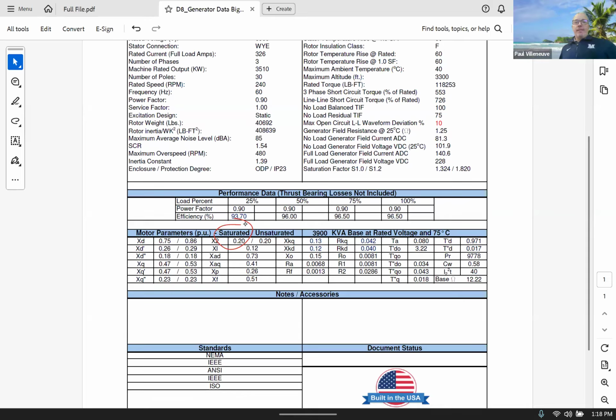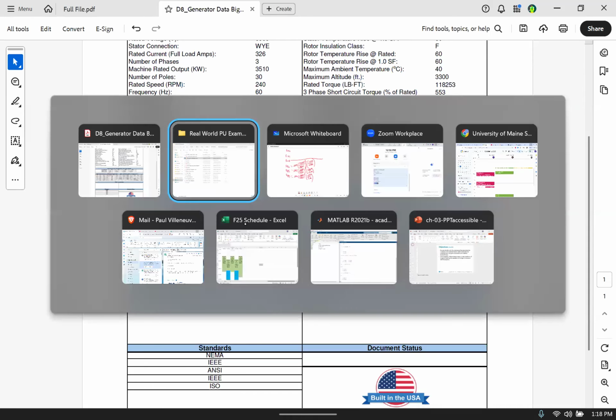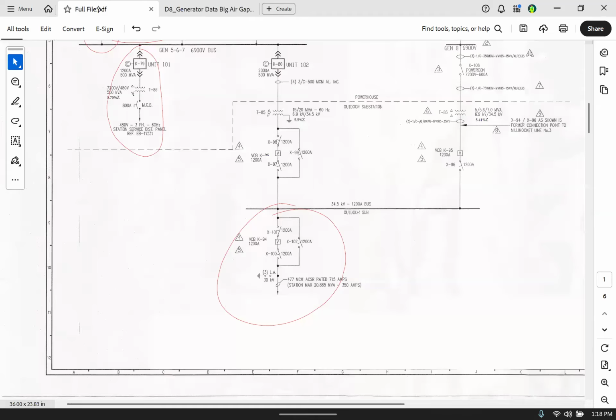Okay. Hey, Paul. Yes. Before you go on, am I reading the one line correct that the transformers and the generators are all based on 6,900 volts? No. This one is 7,200 and 480, right? Everything else is 6,900, but that one. Okay.